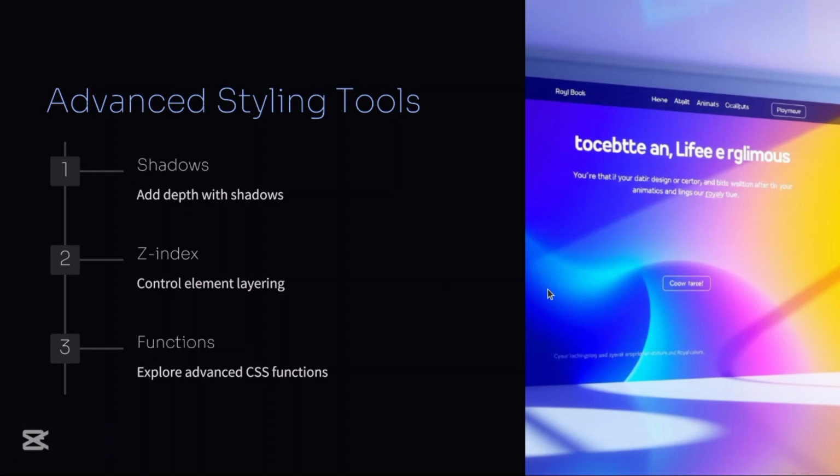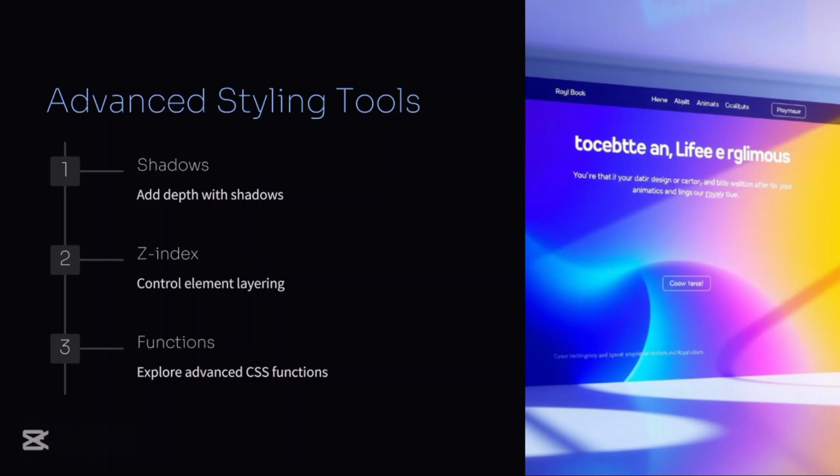Then we have Z-index. So Z-index is used to control element layering. For example, you can layer elements on top of each other using the Z-index. A good example of Z-index is when designing something like the navigation bar at the top. If a user scrolls, the navigation bar should still be visible to the user. So what enables you to do that is the Z-index. It allows you to layer elements on top of each other, or to stack them.